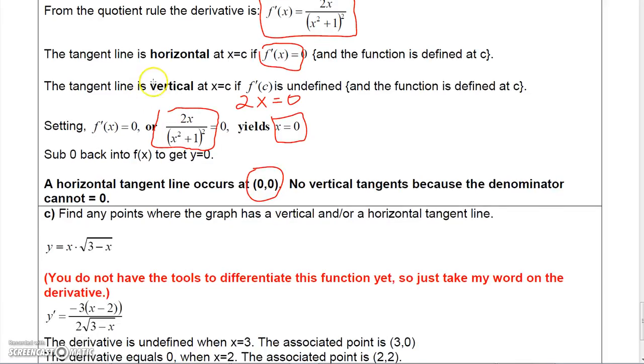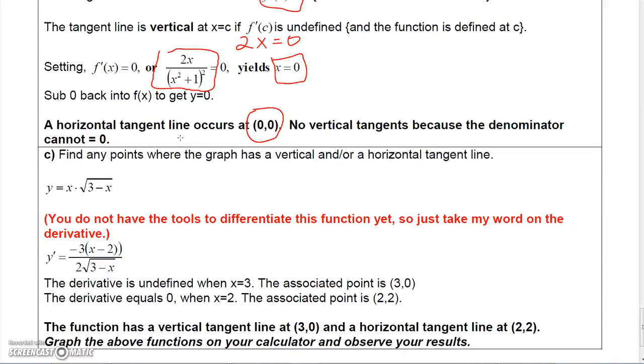Now, the only way to get a vertical tangent line is if the derivative is undefined at a value. Well, the only way this derivative would be undefined is if the denominator could be 0. But the problem is, since we have x squared plus 1, there's no real number that you could square that would give you negative 1, because that's what x squared would have to be for the denominator to be 0. And since you can't square any real number and get negative 1, there are no places where the derivative is undefined. So there are no vertical tangent lines since the denominator cannot be 0.